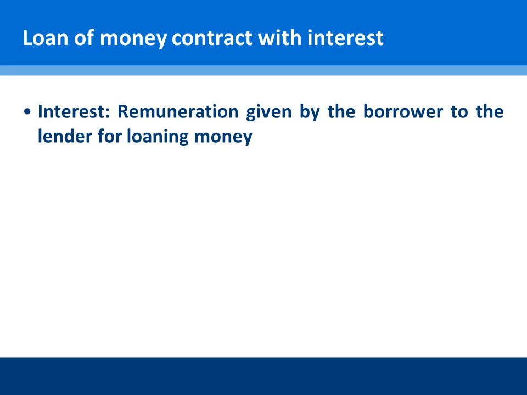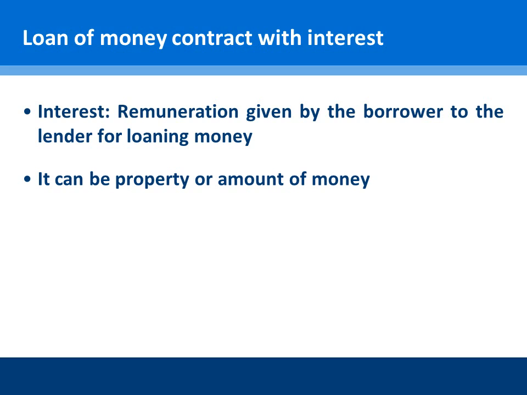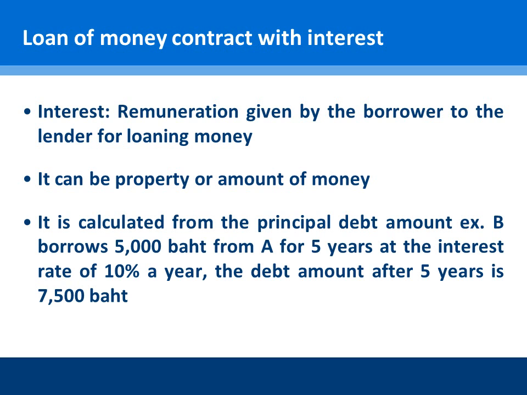What happens if the loan of money is with interest? Interest is defined as a remuneration given by the borrower to the lender for loaning the money. It can be property or an amount of money, and it is calculated from the principal of that amount. Suppose that you borrow 5,000 baht from me for a period of 5 years, and the interest rate is 5% a year. The debt amount after a period of 5 years is 7,500 baht. This means interest does not bear interest. You cannot apply compound interest.